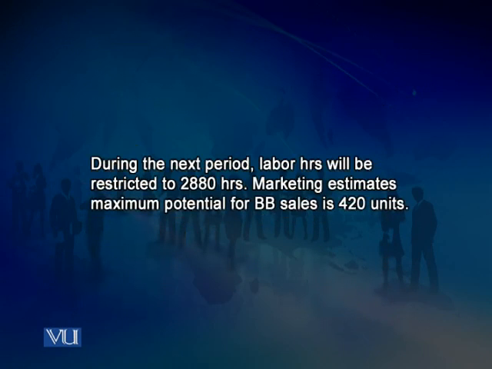We are given that during the next period, labor hours will be restricted to 2,880 hours. Marketing estimates maximum potential for BB sales is 420 units. So the example considers two products, the BB and the MB for the ZB company. The contribution from BB is 14 per unit, and the contribution from MB is 16 per unit. The BB requires 6 hours to produce, and the MB requires 8 hours to produce.